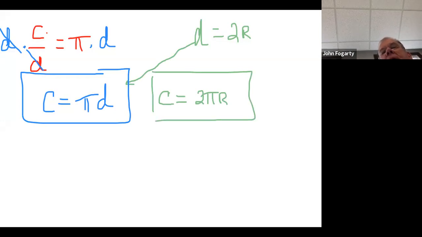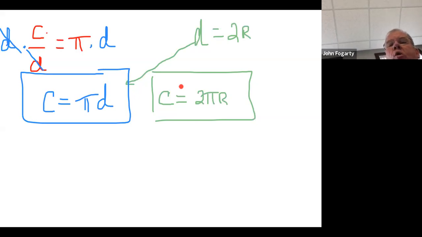If they give me the diameter, all I do is take the diameter, multiply it by pi, and I get the circumference. If they give me the radius, all I have to do is take the radius, multiply it by 2, and then multiply it by pi, and I get the circumference. It's the same formula, you're just using a different segment. Which formula would you use? Whichever one you want, but generally it's based on what they tell you.